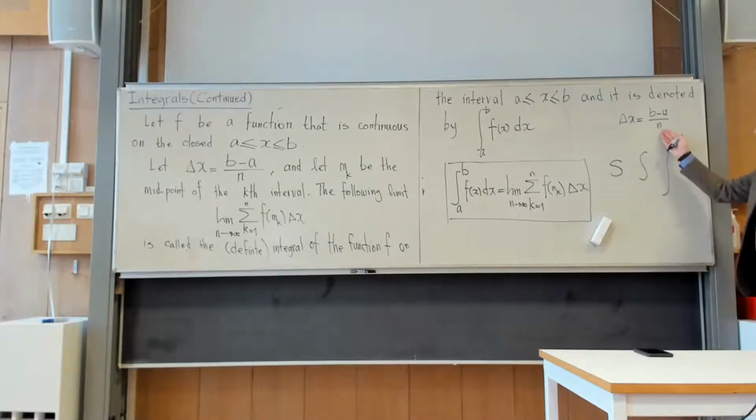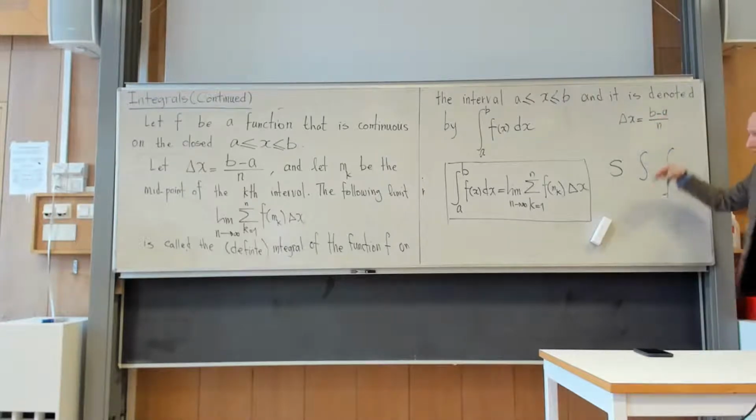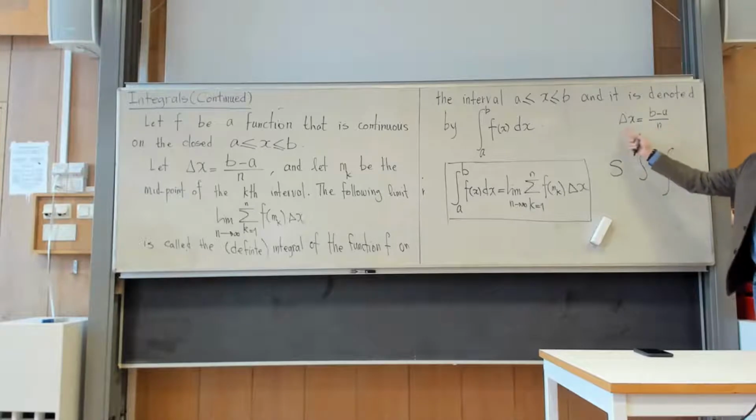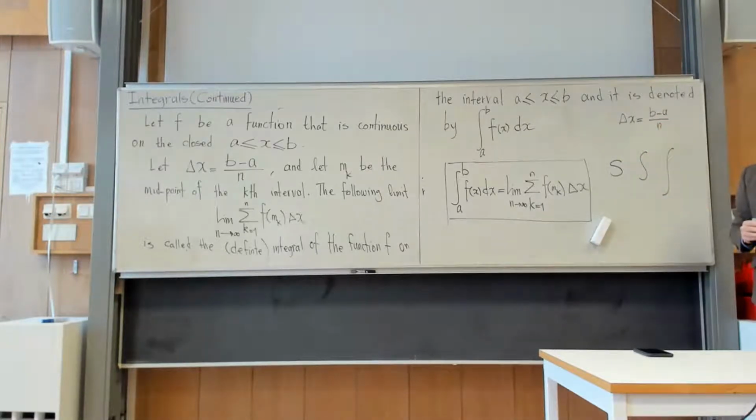When I put n equal to 1, it gives me b minus a. I make it 2, b minus a divided by 2. I make it 3, b minus a divided by 3. So what is happening for delta x when I start increasing n? It gets smaller and smaller. Do you think that this will ever be equal to 0?